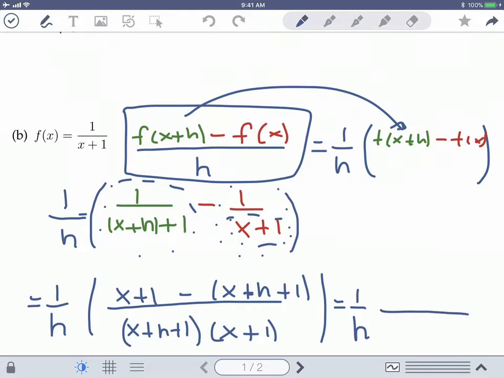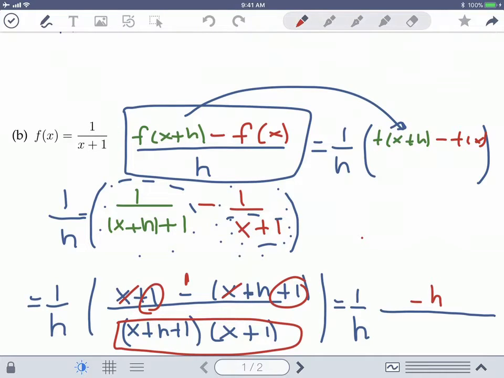The numerator simplifies a lot because once you distribute this negative, the x's are going to cancel. The 1's are going to cancel, because with this negative it becomes minus, so that one cancels. And then what's left in the top is a negative h, right? And in the bottom you have these two factors still here, so you can write that in here: x plus h plus 1 times x plus 1. It's a 1 right there.